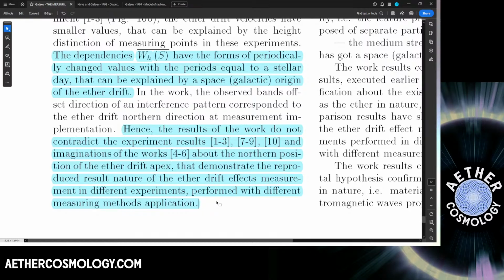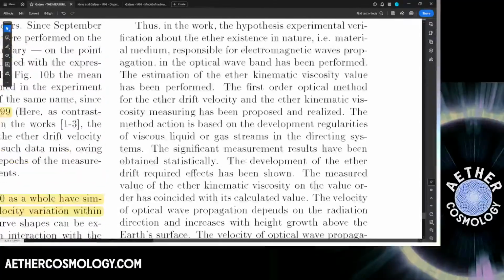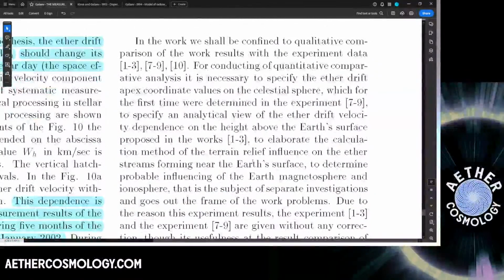The ether drift effect of the measurement and the different experiments performed with different measuring methods and application. So again, reproduced under different circumstances and different apparatus. Yeah. Crazy. Alright. In the work, we shall be confined to the qualitative comparison of the work results of the experimental data of 1 through 3, 7 through 9, and 10.